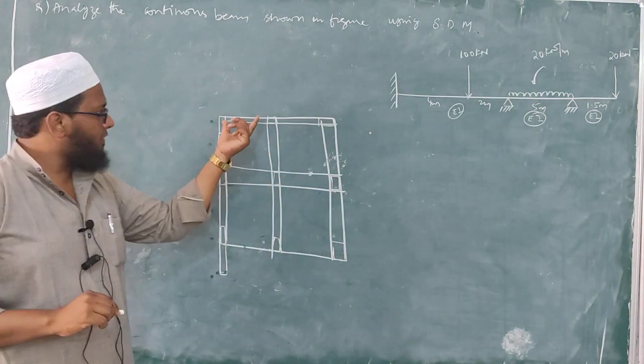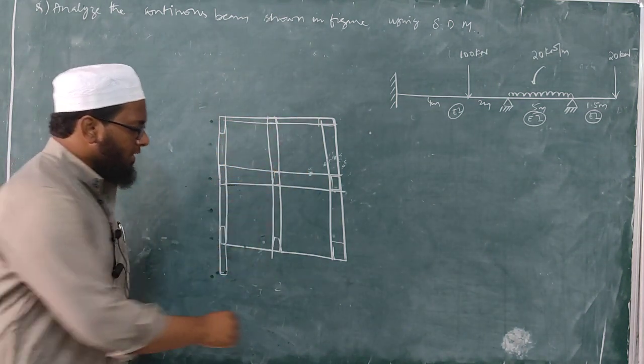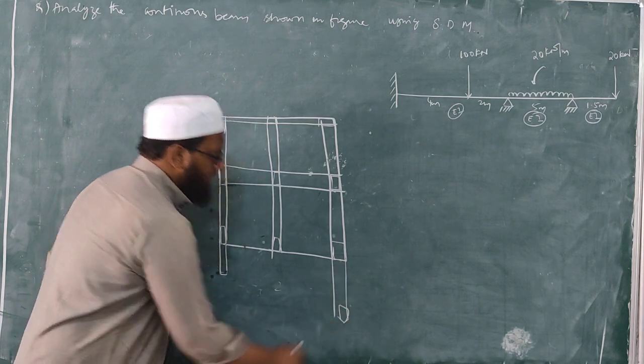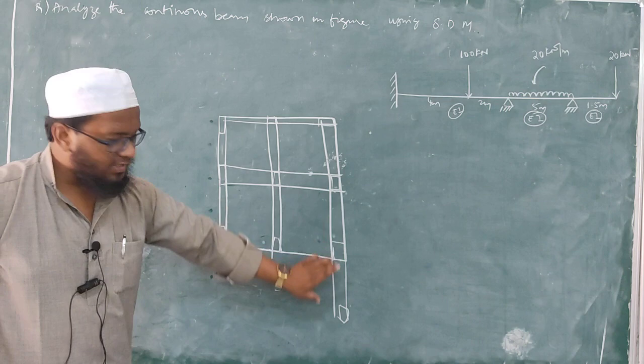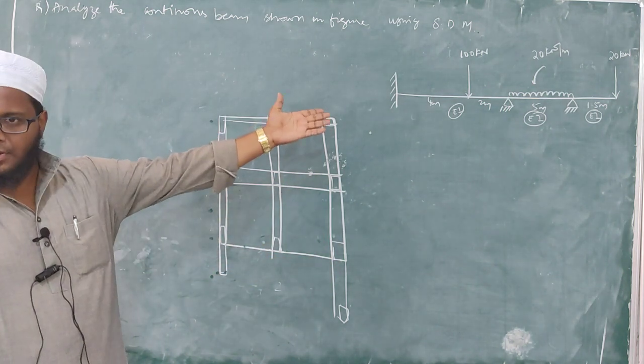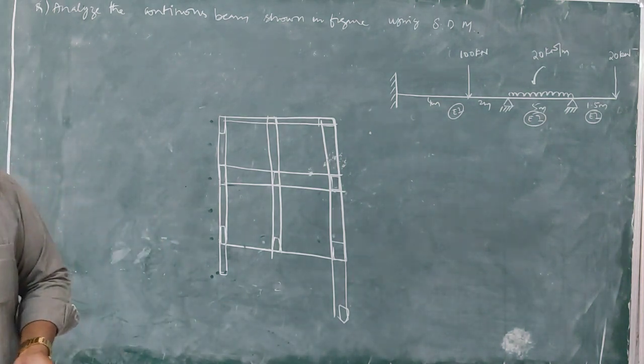We have continuous beams. This is one beam, this is another beam. Suppose for example I have one more column here. Then again span AB, BC, CD, like that. So this is what your continuous beam is. So the same thing we are doing there. We are trying to analyze that one.